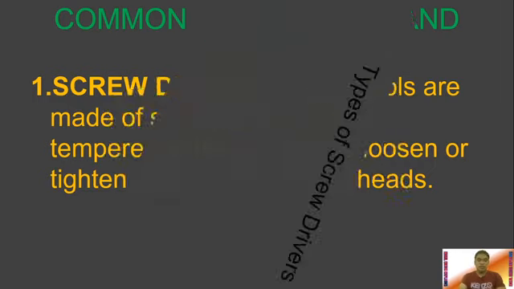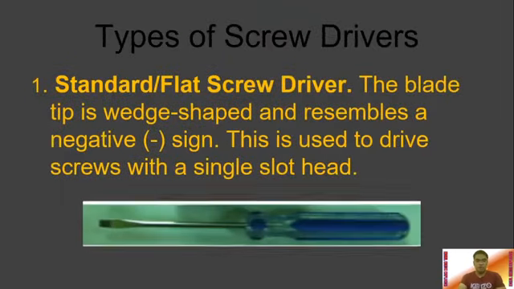Okay, so we have the different types of screwdrivers. First, we have the standard or flat screwdriver. The blade tip is wedge shaped and resembles a negative sign. This is used to drive screws with a single slot head. So that is a standard screwdriver. This screwdriver is used to unscrew or screw a single slot head screw.